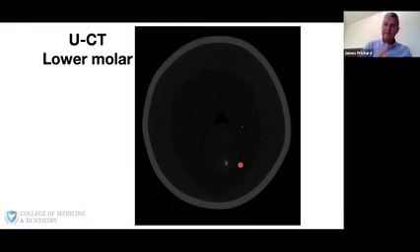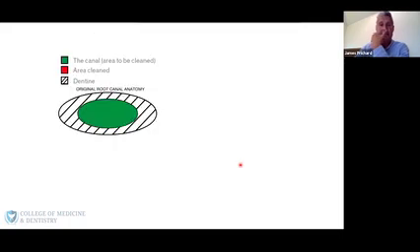So we need to have a compromise because we need to increase the canal size so that we can irrigate. So we need to increase the volume through taper creation, and we need to increase the apical size to allow irrigant penetration and allow us to get adjunctive cleaning instruments in there.